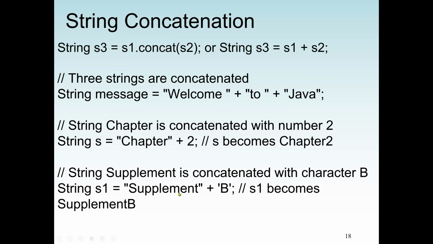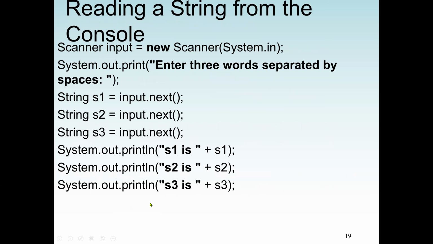Another example, "Supplement" plus "B". Here S1 becomes what? "SupplementB". We join the two. We also have an example here. For example, we create a scanner object, input, and we ask the user to enter three words separated by space. So we have S1, S2, S3.